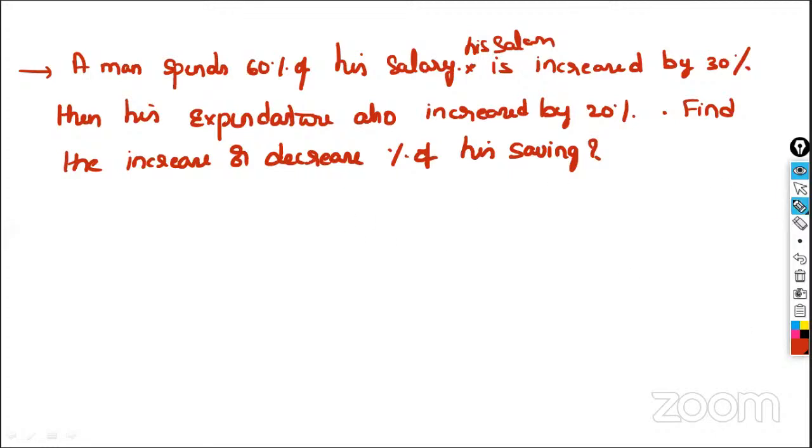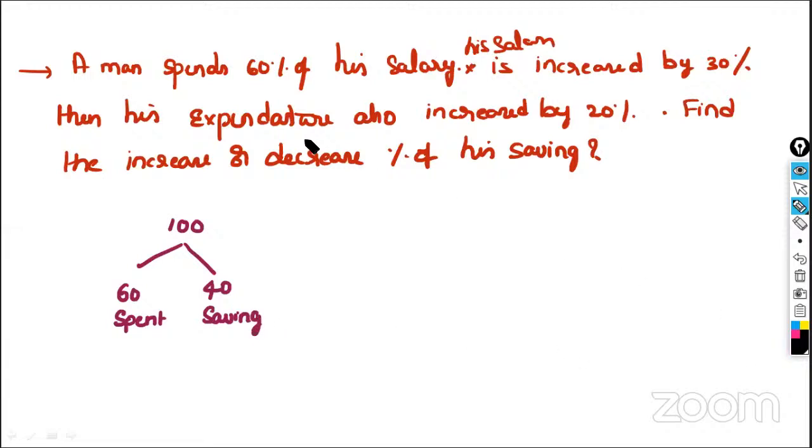Okay, done. How to do it, we can see. Initially, I am getting that salary as 100%. Take it as 100 rupees, no problem. Whether it is 100% or 100 rupees, no problem. In that, 60 rupees I am spending, that means 60% I spend. That means how much is savings now? 40 is savings.